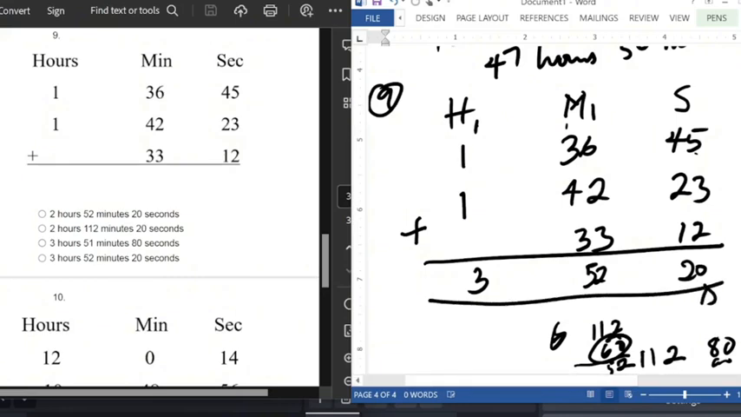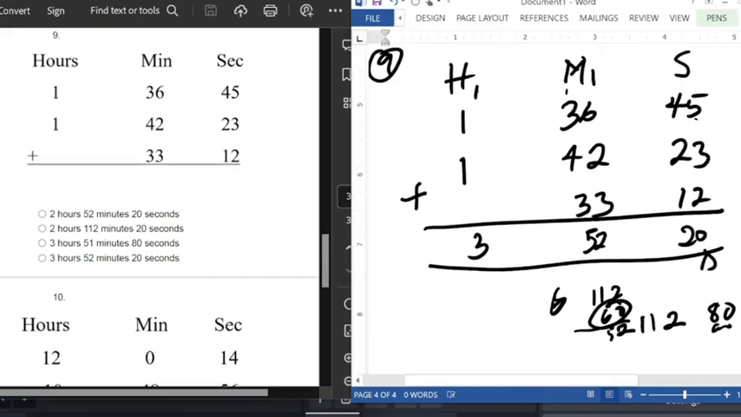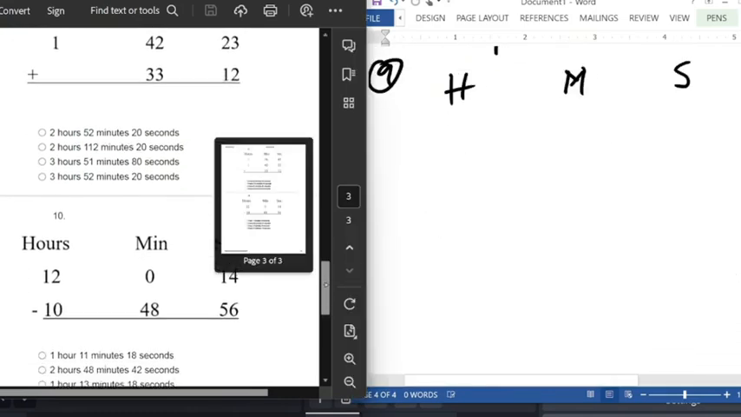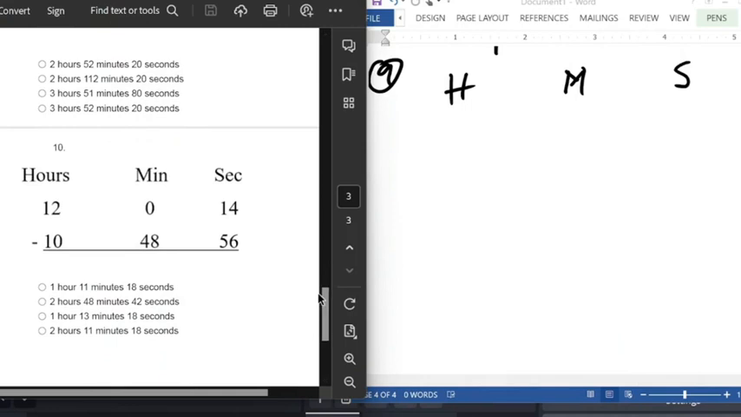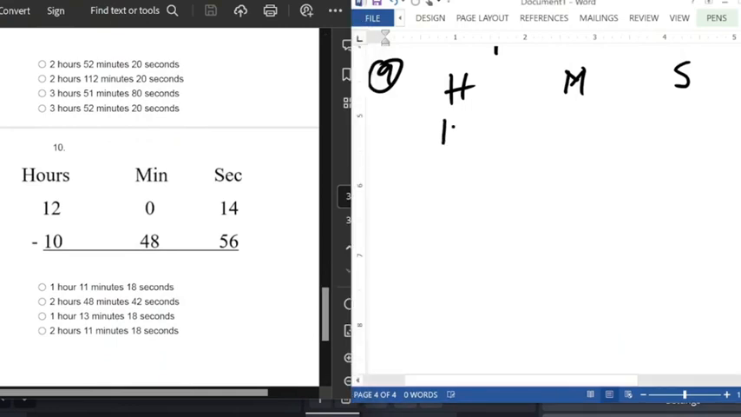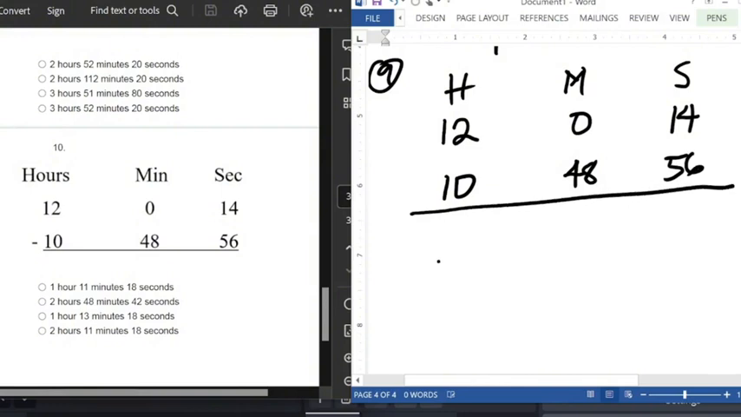All right, good. So the last question we have here, number 10. So we have 12 here, we have 0 here, we have 14 here, we have 10 here, and this is 48, and this is what? 56. Good. So this is subtraction.